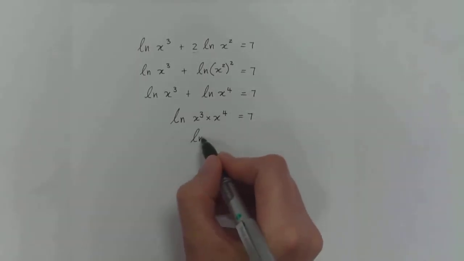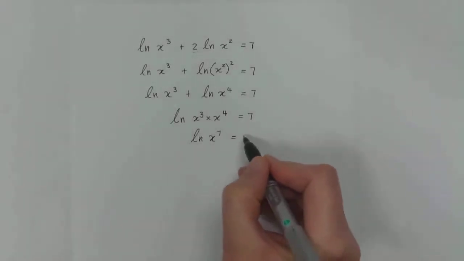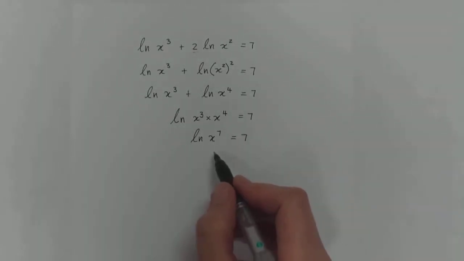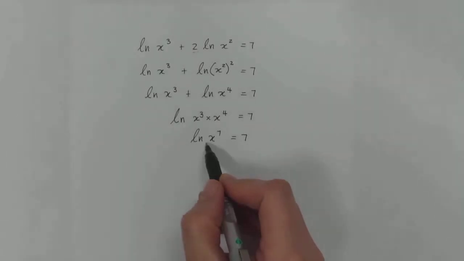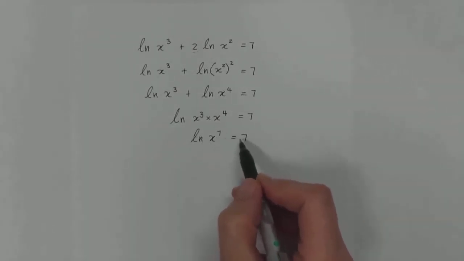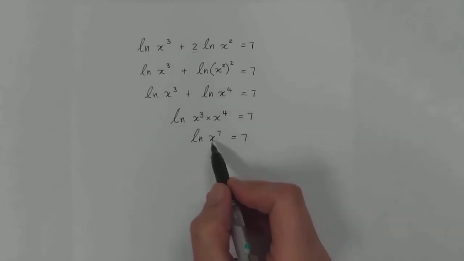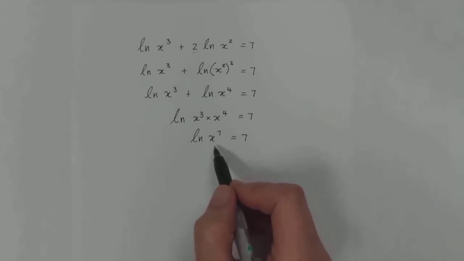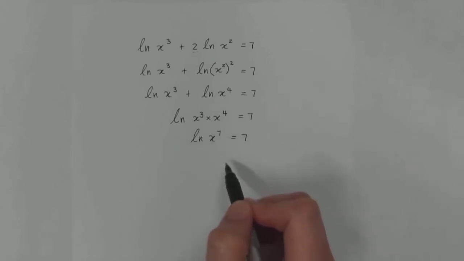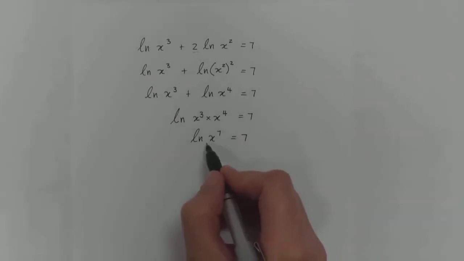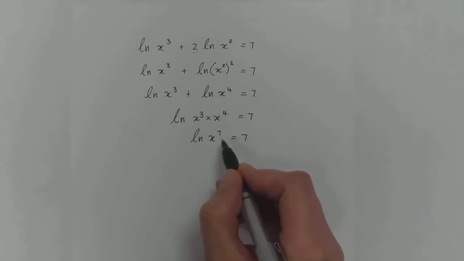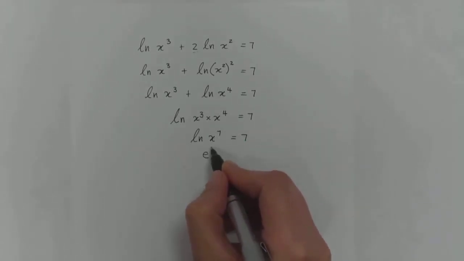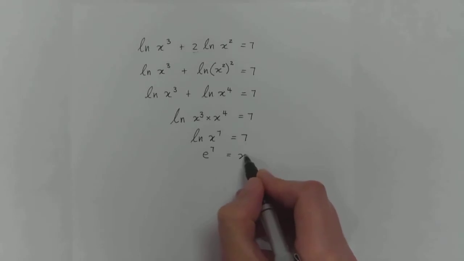So that then gives me ln of x to the power of 7 is equal to 7. Now I've got that base e over here, because remember it's log base e, x to the power of 7 is equal to 7. So the last little step over here is to rearrange this, going from log form into exponential form. So again, please remember there's a little base e over there, so it's e to the power of 7 is equal to x to the power of 7. So let's write that down, e to the power of 7 is equal to x to the power of 7.